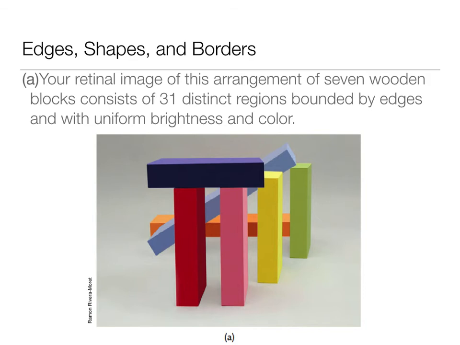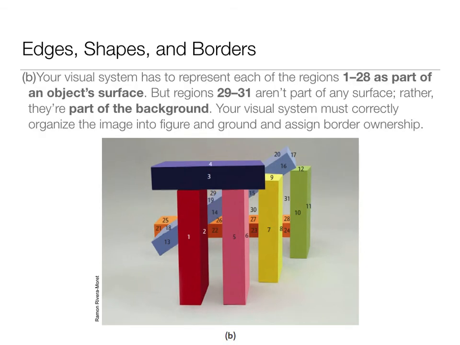How do we take this image of these 7 wooden blocks and figure out which one is what? Where the edges are. There are 31 distinct regions that are bounded by edges, and this image has uniform brightness and color. Your visual system has to break this apart.